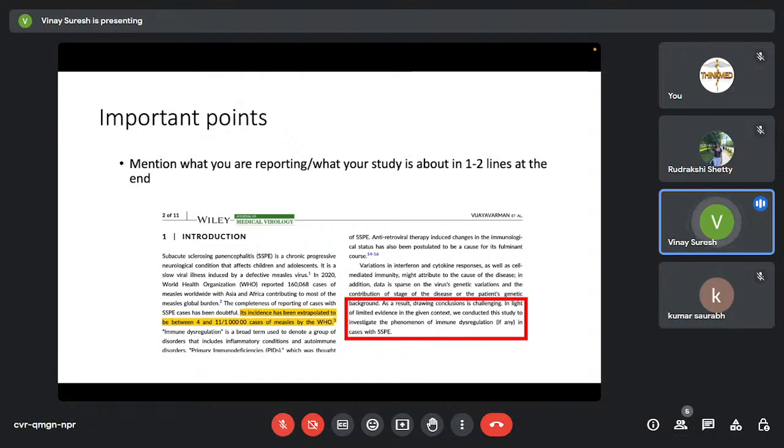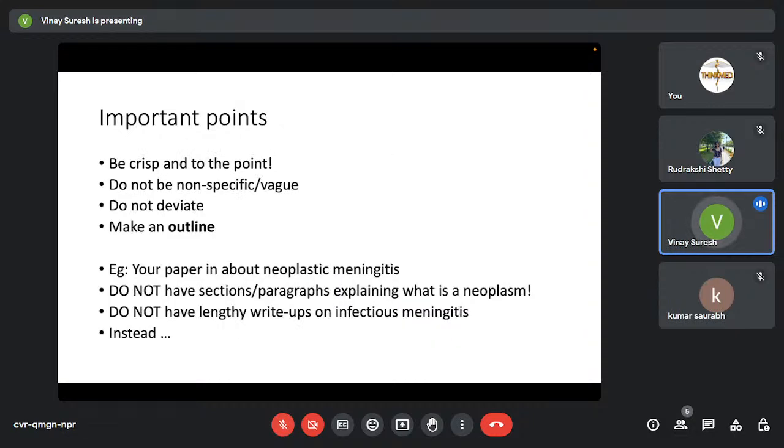So this is a crucial part. It's a crucial component of the introduction which you shouldn't miss. And you need to be crisp and to the point. You shouldn't be vague or non-specific. And also always remember, I can't stress upon this enough, you need to make an outline. You can't miss it, because an outline gives a flow and structure to the paper. And I'll show you an example of how an outline is made in the next slide.